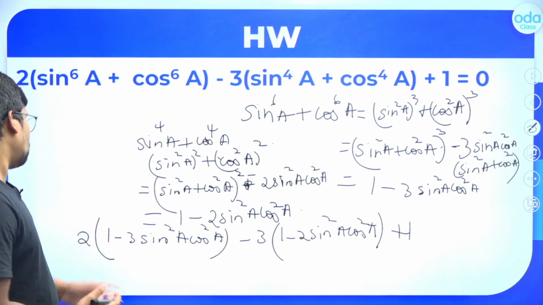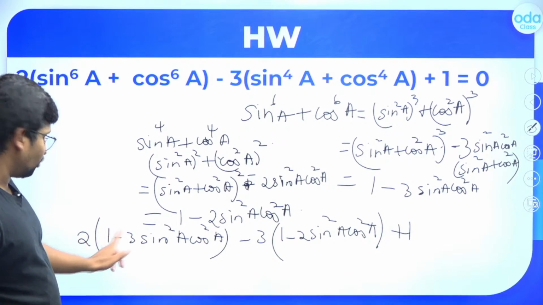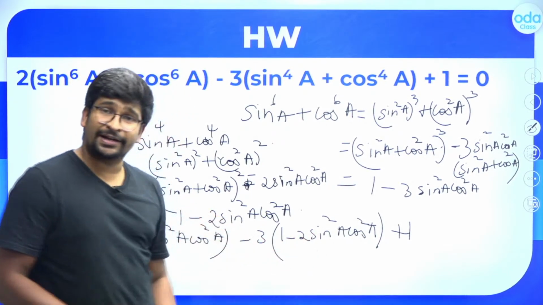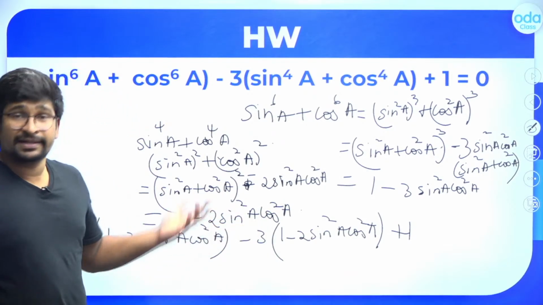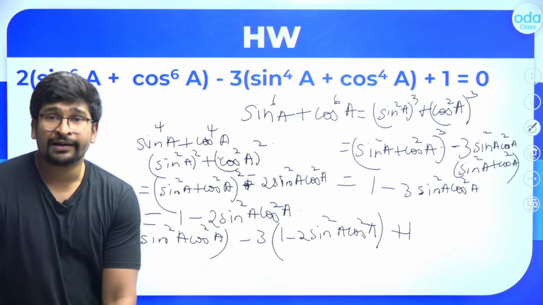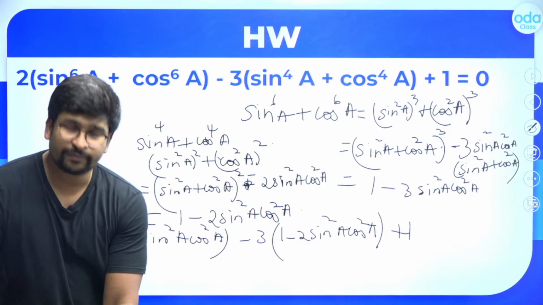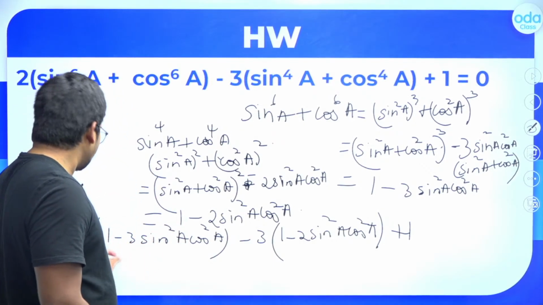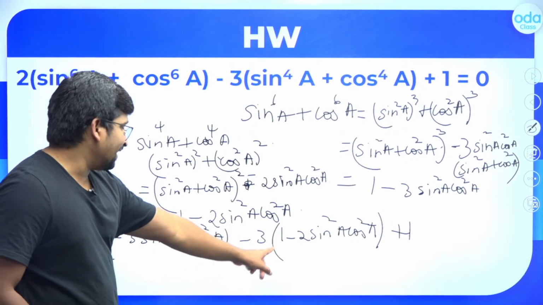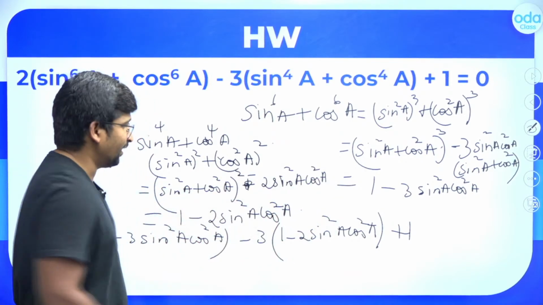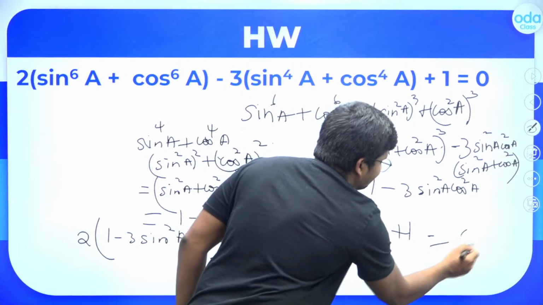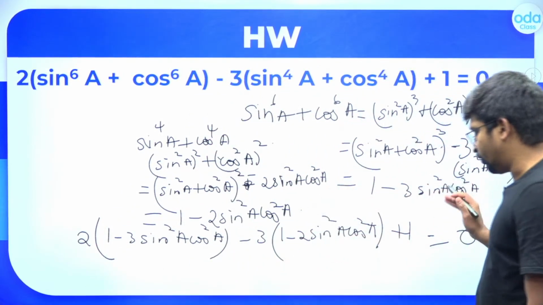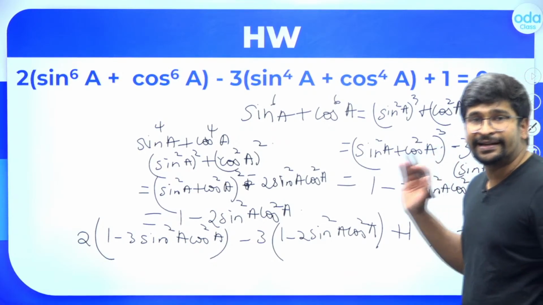What do you get from it? When you open the bracket, everything cancels, right? 2 into minus 3 is minus 6 sin²a cos²a. Minus 3 into minus 2 is plus 6 sin²a cos²a. Both of them cancel off. And apart from that, what else is going to happen? 2 and minus 3 is minus 1, plus 1 is 0. So totally when you open the bracket, the complete thing is 0. Isn't it what was supposed to be proved? This is what was supposed to be proved. I hope it is clear to each and everyone present here.